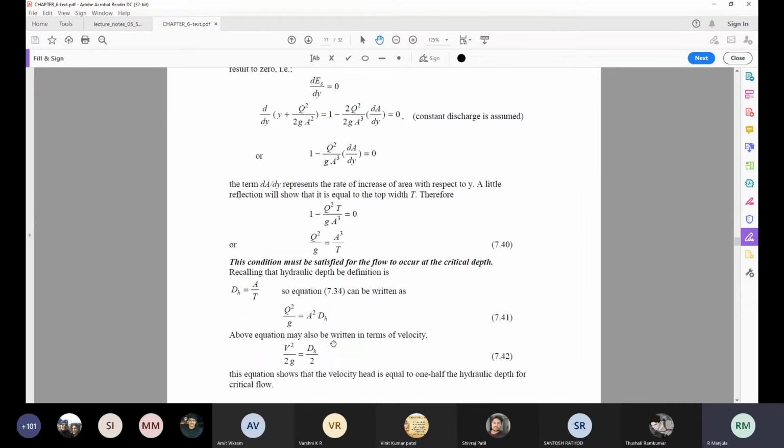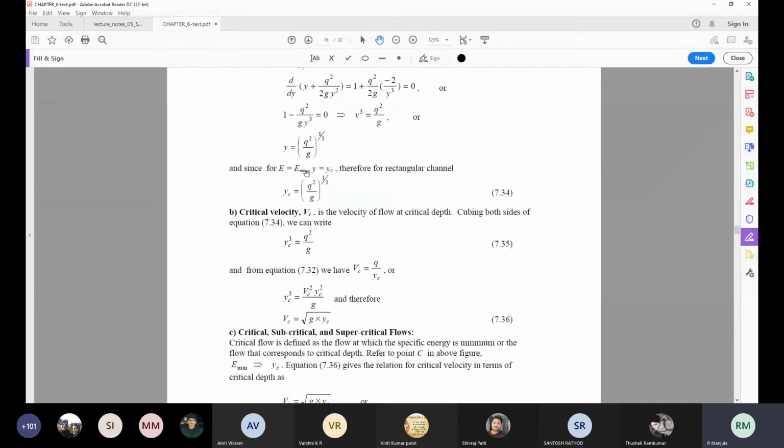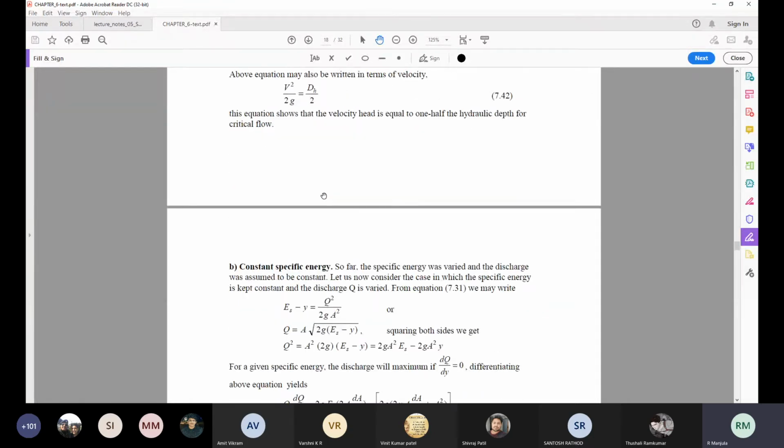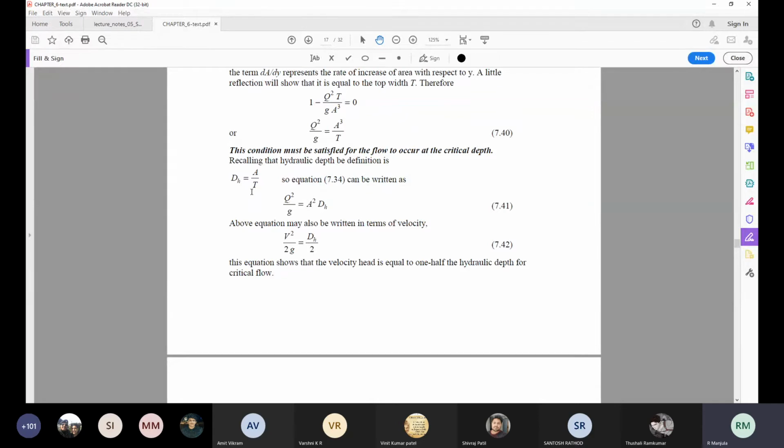Now you can recall the hydraulic depth definition from 7.34. What is 7.34? This is our critical depth, Q square by g the whole power 1 by 3. This is for a rectangular channel. Now D_H is nothing but A by T. D_H is your hydraulic depth, equal to area divided by T, the top width. Now Q square by g is equal to, you can rewrite, A cube as A square into A by T. A by T is nothing but your D_H, the hydraulic depth. So Q square by g is equal to A square into D_H.